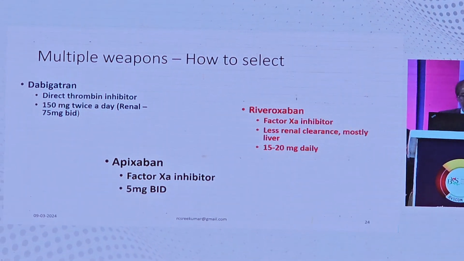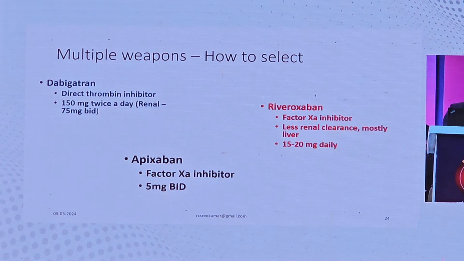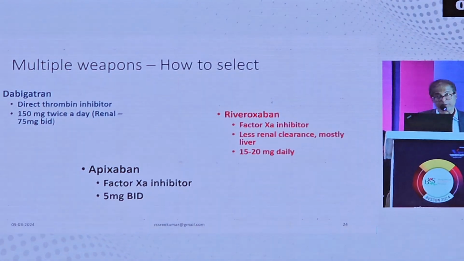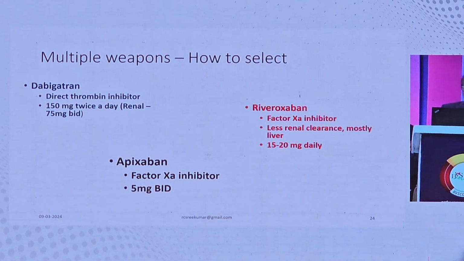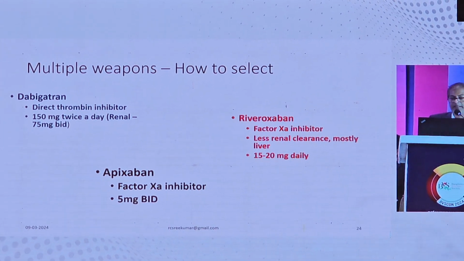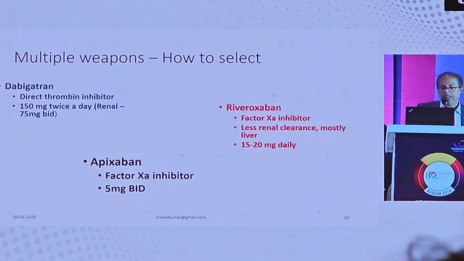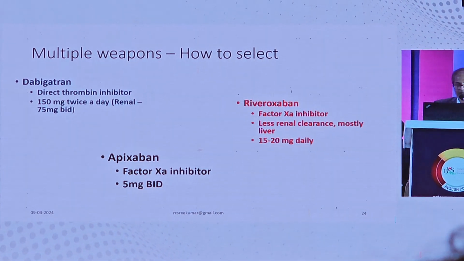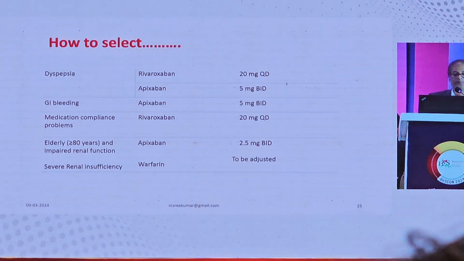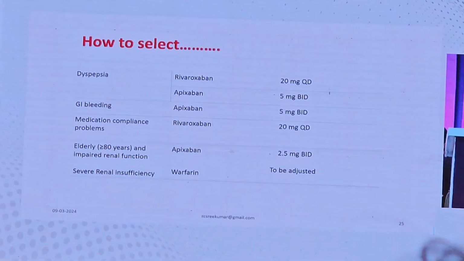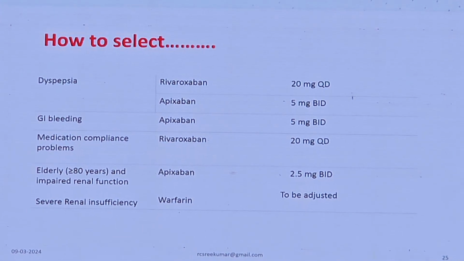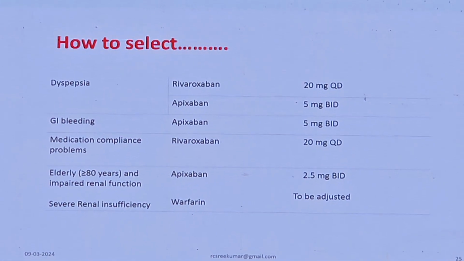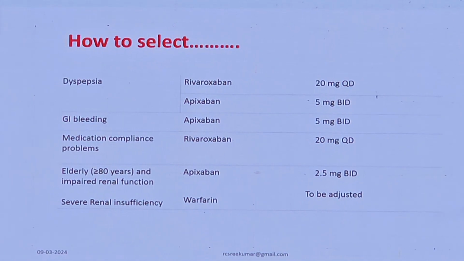The agents are basically dabigatran, a direct thrombin inhibitor, which can be given 150 mg twice a day, or rivaroxaban, which is most commonly used and the most patient-friendly. It's a factor Xa inhibitor which has less renal clearance and mostly liver clearance. Apixaban is also a factor Xa inhibitor. How to select? A patient with dyspepsia, better go for apixaban. Instead of GI bleeding, still the ideal one is low molecular weight heparin, or you can go for apixaban. Or if the patient is elderly with renal function problems, you can go for apixaban.